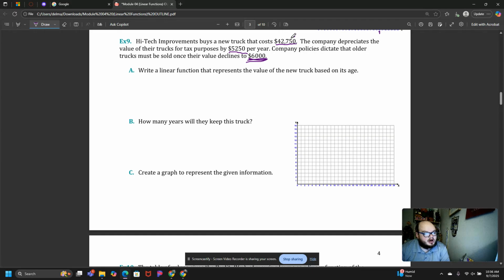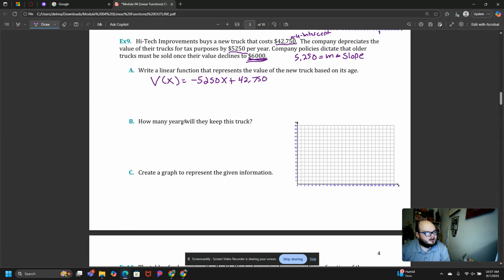So this is going to be the y-intercept because this is how much the car was worth when we start. That 5,250 depreciation is going to be your M, or your slope, because that's what you're going down by, and the slope is what you'd be going down by. So the value of the truck is going to be equal to negative 5,250, because it said the value goes down or depreciates, plus whatever amount the car started with.